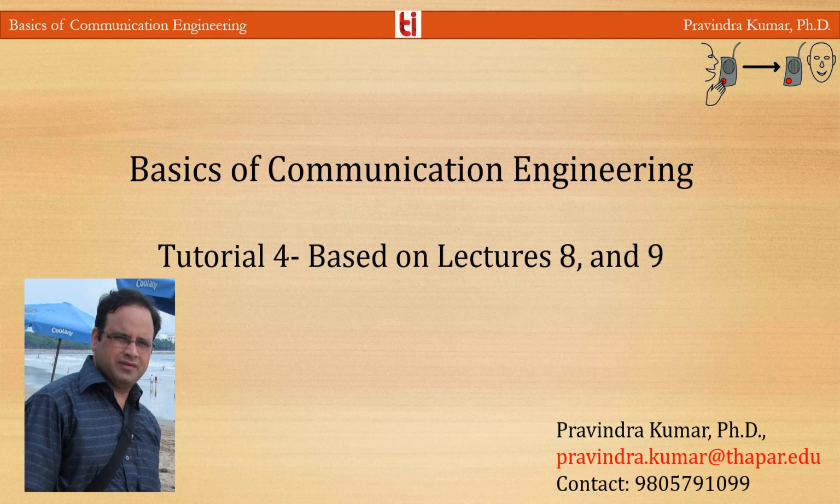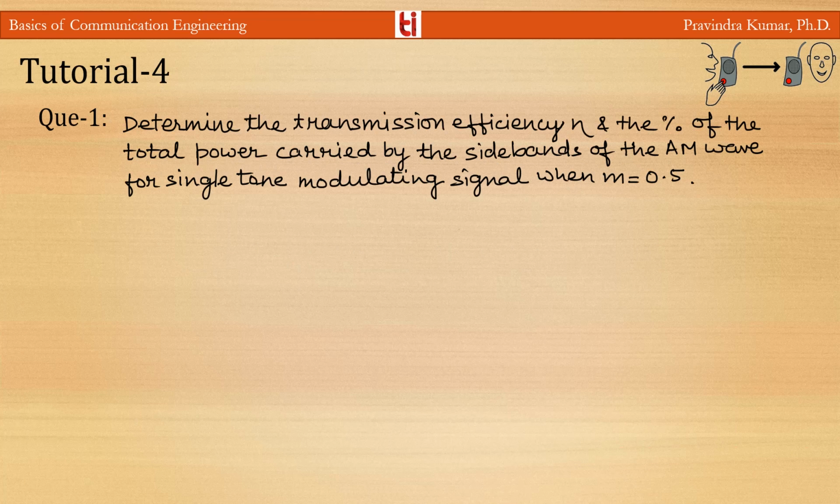Welcome to the lecture series of Basics of Communication Engineering, and this is tutorial 4, based on lectures 8 and 9. The first question is: determine the transmission efficiency and the percentage of the total power carried by the sidebands of an amplitude modulated wave for a single tone modulating signal when the modulation index m is 0.5. So the first point is to find the transmission efficiency.